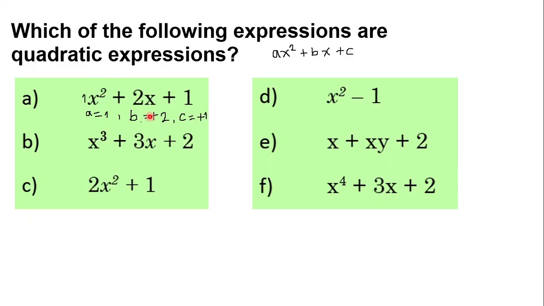So this expression, therefore, has satisfied all the conditions for it to be quadratic. First condition is that it must be in the form of ax squared plus bx plus c, for which a is 1 and b is positive 2, while c is positive 1. And also the highest power to which x is raised is 2. Therefore, this is fully quadratic.